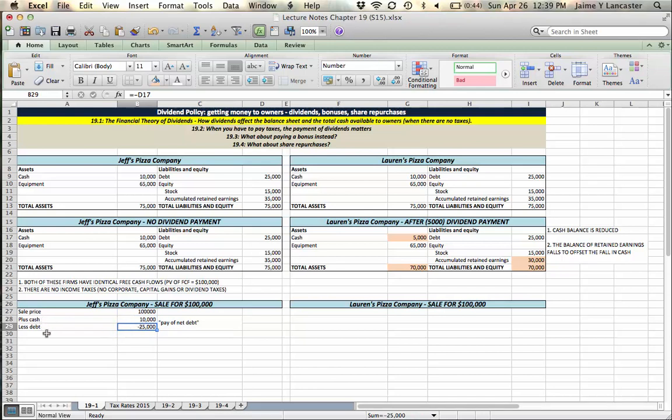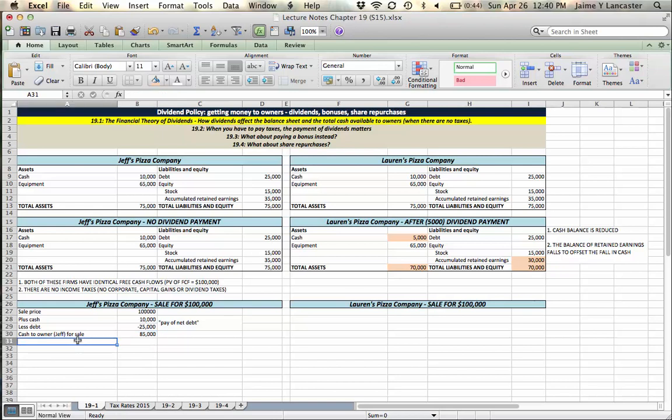So the amount that they're actually going to have to give the owner, in this case, how much would Jeff receive for the sale? It would be equal to the present value of the future cash flows plus the cash in the bank minus the debt. So Jeff would receive $85,000 in the sale.